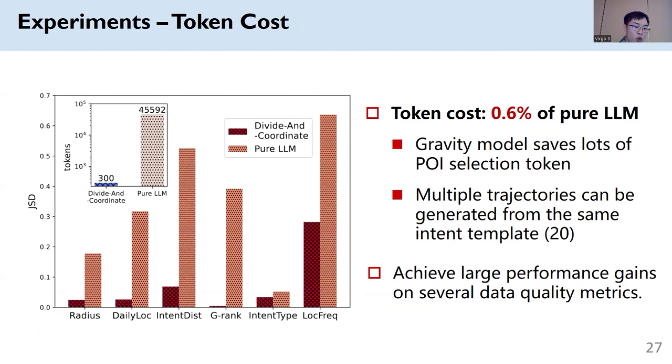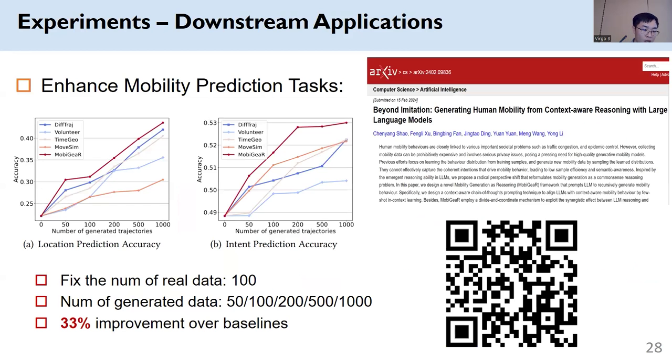And we also show that by exploiting the combination of LLM and physical models, we can reduce the token cost to only 0.6% compared to the pure LLM generation. And it even generates better results compared to the pure LLM models. So I think it's an effective way to offload some part of this behavior generation, where the LLM is not good, to these physical models, to exploit the synergy between LLMs and physical models.